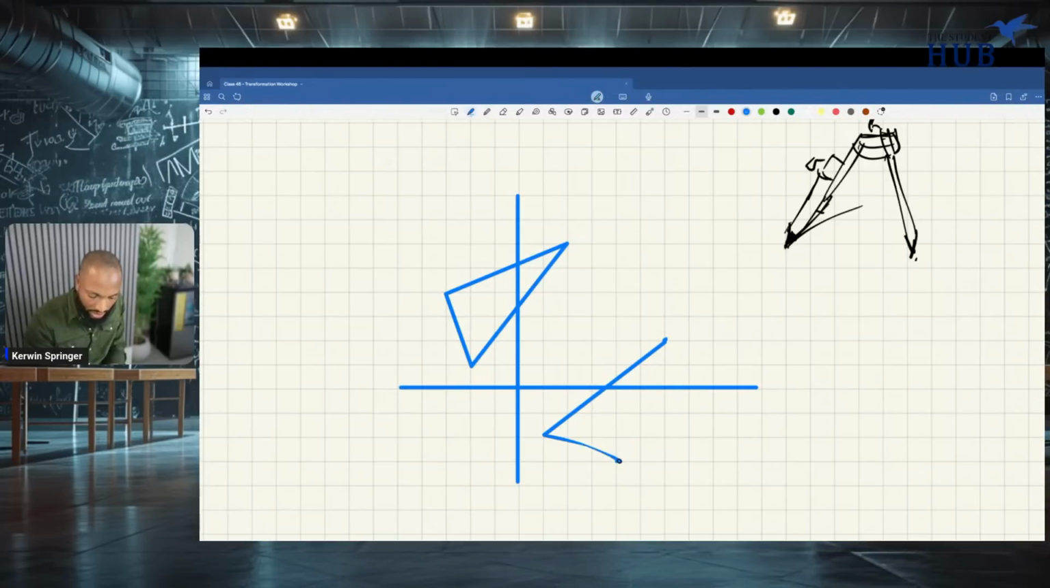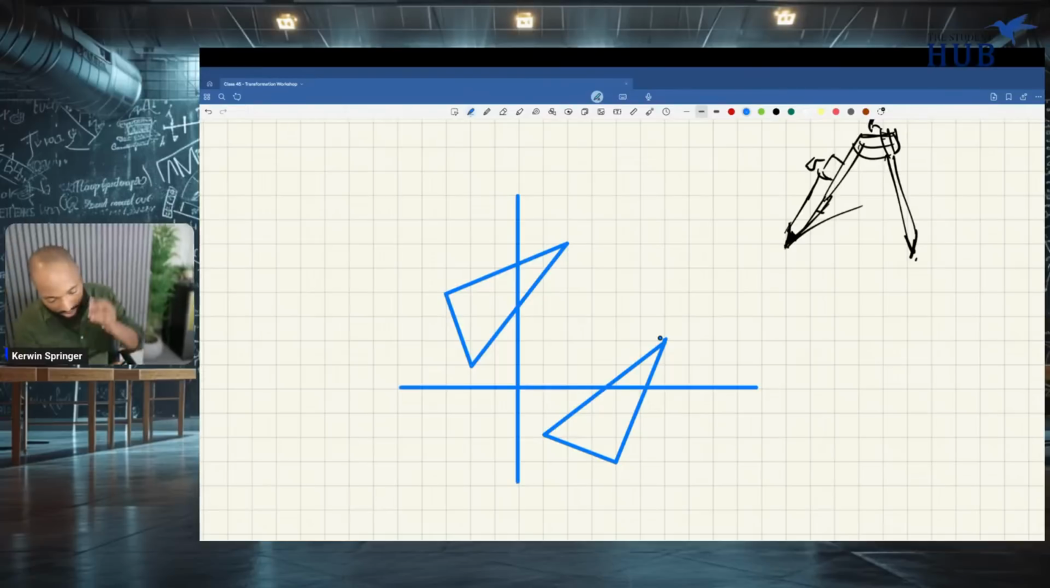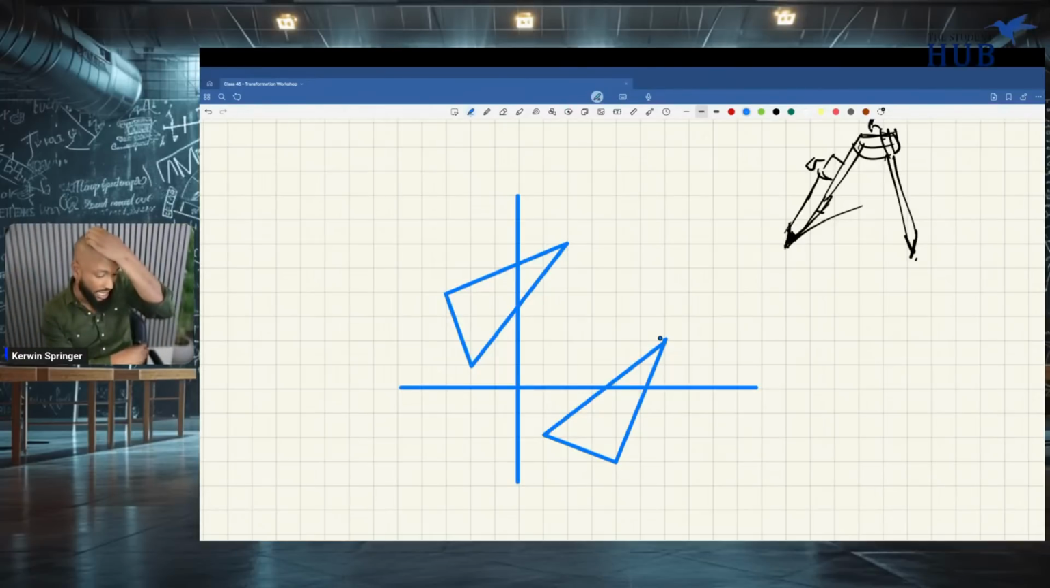So let's say we have this. We try to find the reflection line. Some of you all might already know what it is. What is the equation of the line of reflection for this one? Maybe some of you could see it already. What is the equation of the line of reflection?